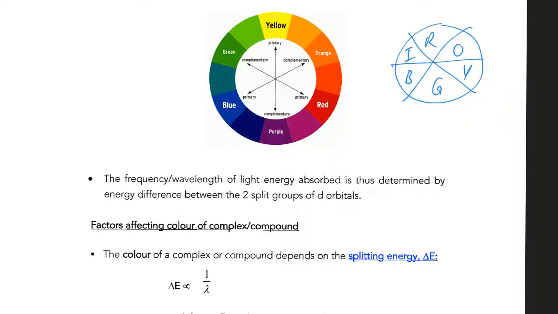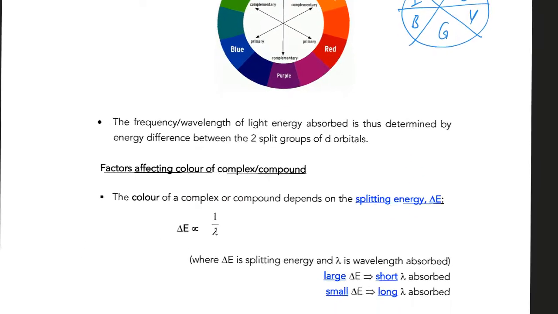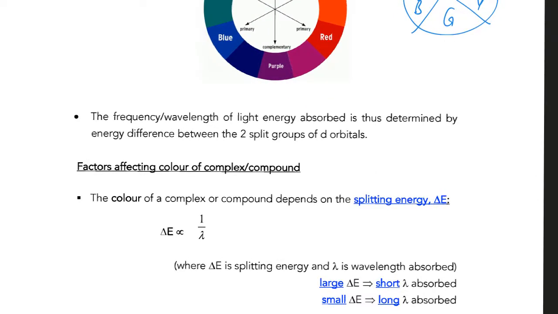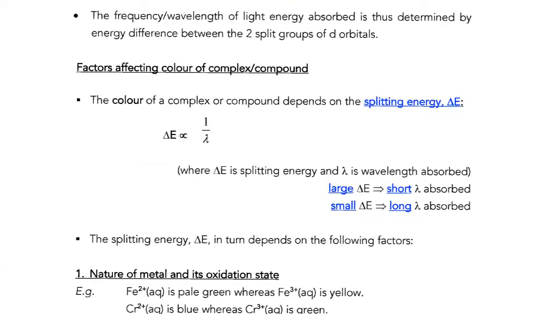Now the color is actually dependent on, of course, the energy gap, delta E, which depends on the wavelength of light. If you have a big delta E value, you absorb a shorter wavelength, which will go towards the blue. If you absorb a small delta E, you absorb a long wavelength, which is your red color. So the splitting energy makes a difference in terms of color.